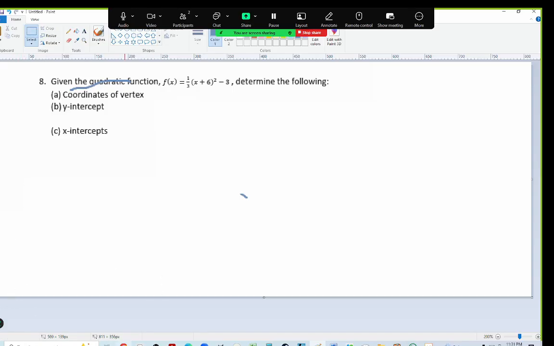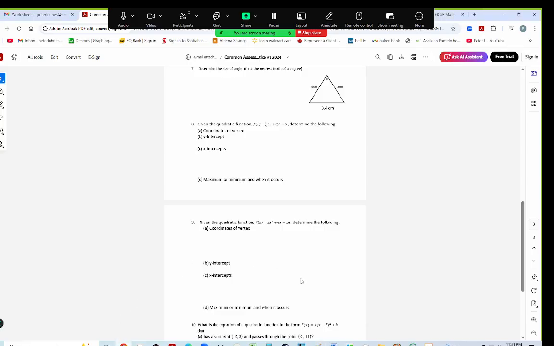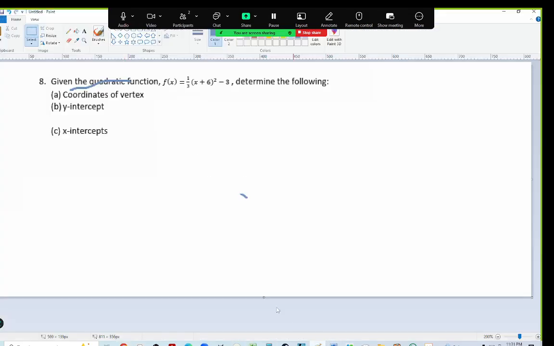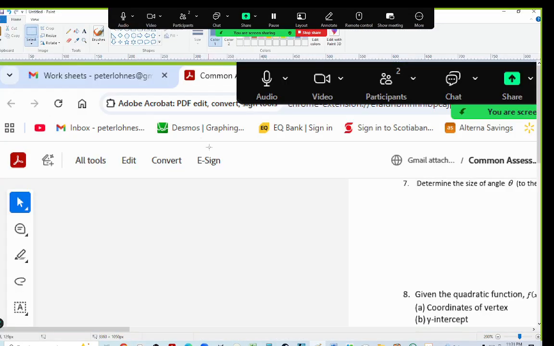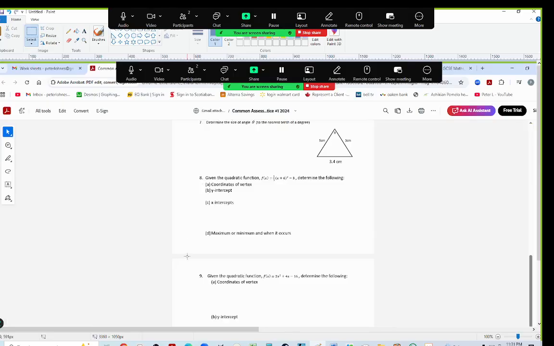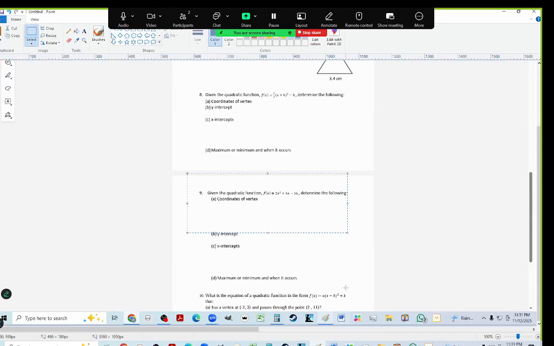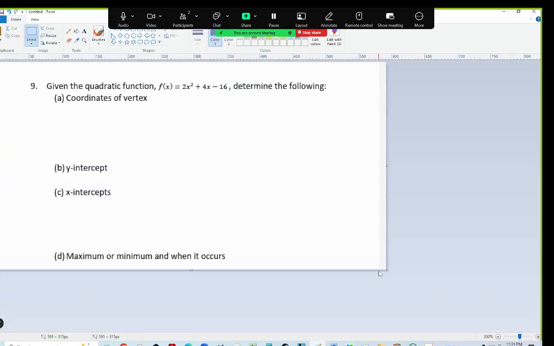Okay, let's go to 9. This one has a little trick to it. It's the same thing we were just doing. It's just a different formula. And this time they've given us the equation in standard form, but they want all the same information. But standard form means we have to use different techniques.